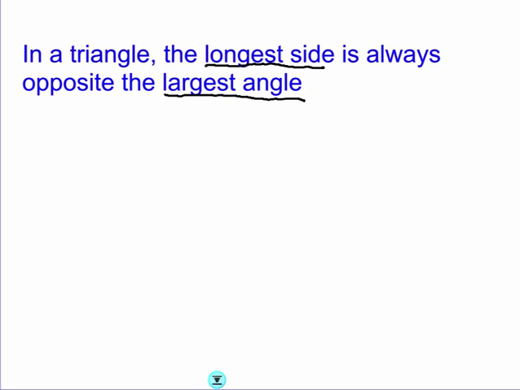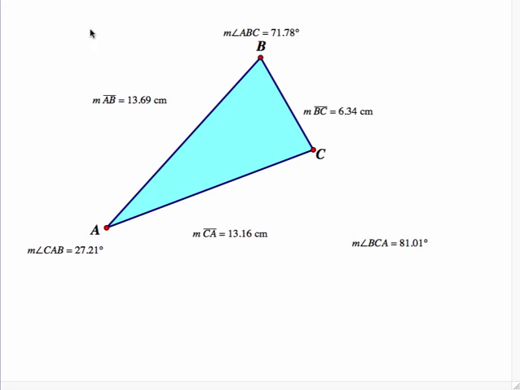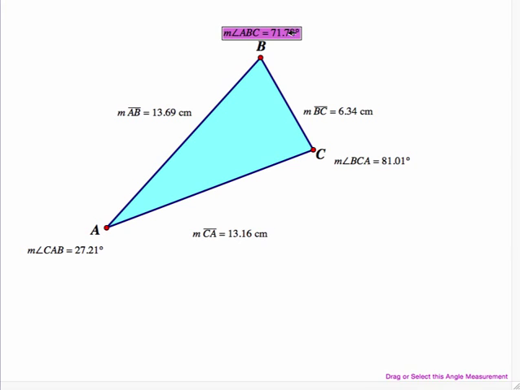So here's something I can show you to show that. Here I've got a triangle ABC. And if we look here, we can see that this longest side is pretty obviously AB. And AB measures 13.69 centimeters. Well, if we look at this angle here, angle BCA, that's 81.01 degrees. And if I look up here at the other two angles, I've got 71.78 degrees and I've got 27.21 degrees.